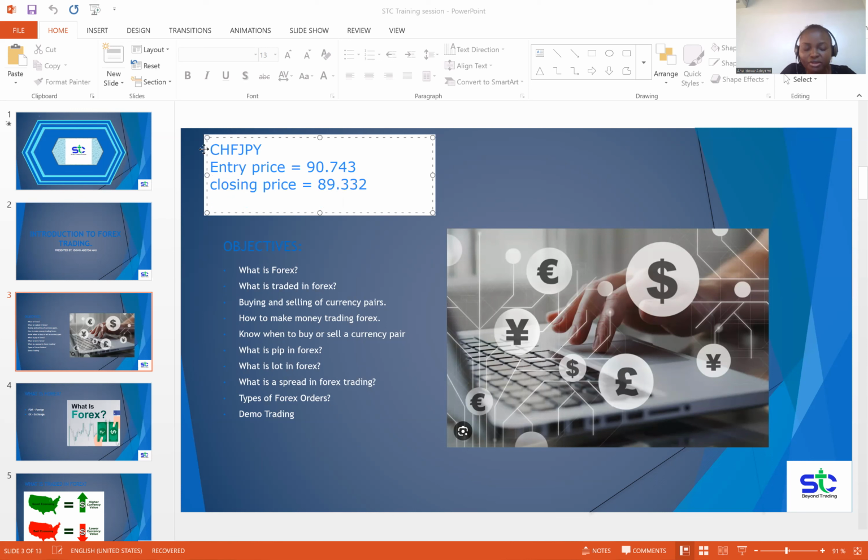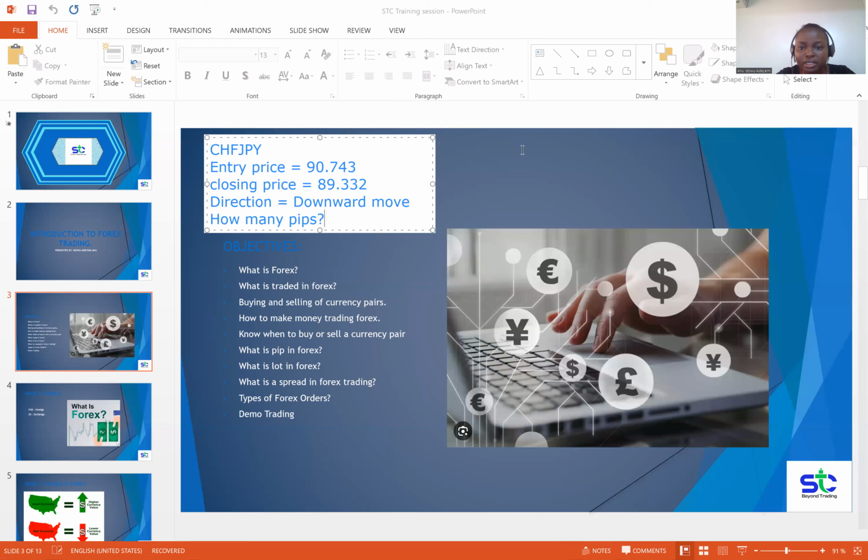Now the first question, what direction is the movement? What direction is the movement? Now, if you look at this, you will notice the closing price is lower. So because the closing price is lower, it's a downward move. Now, the next question is how many pips has price moved? How many pips?